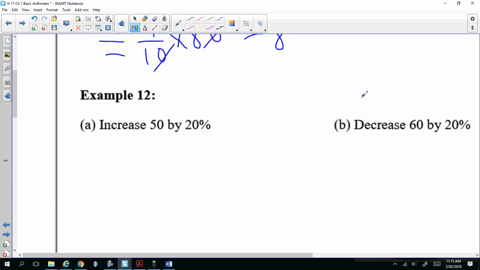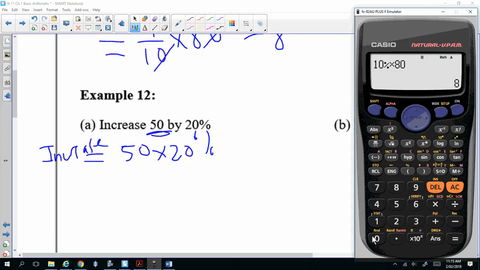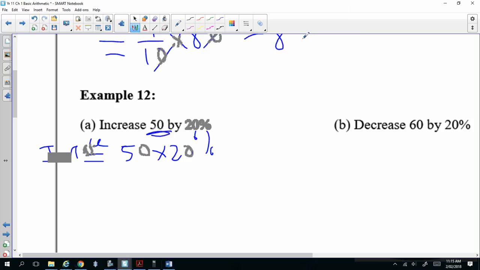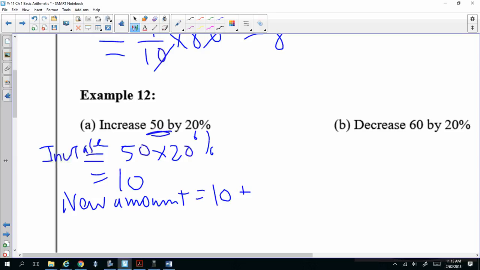We now have to increase an amount by a percentage. So to increase that, there's two ways. The first way is just go 50 times 20%. That's the increase. Right? So you go 20% of 50, which is, just go 20, shift bracket times 50. So that gives you 10. And the new amount will be 10 plus 50. So you have to add 10 to the 50, which is 60.